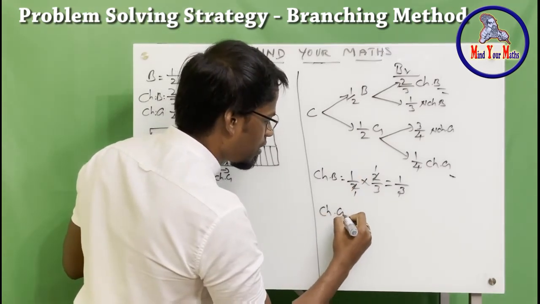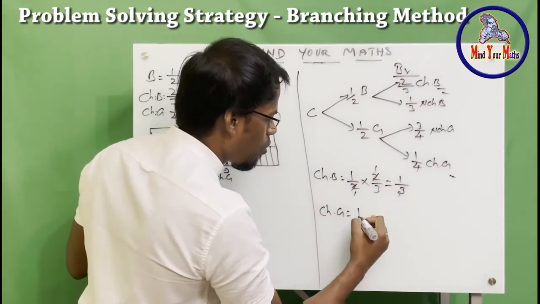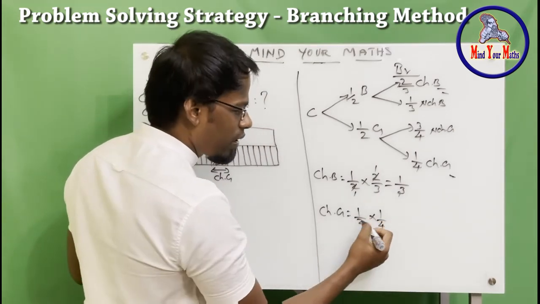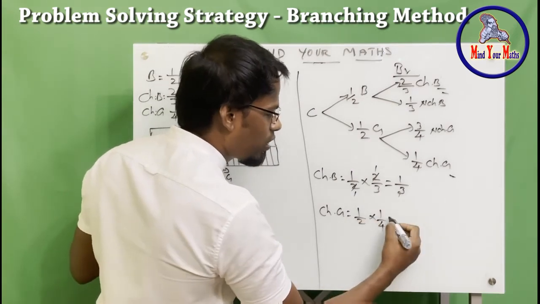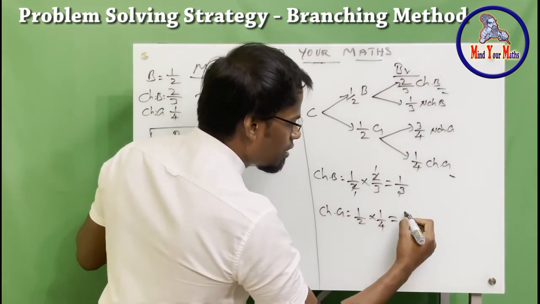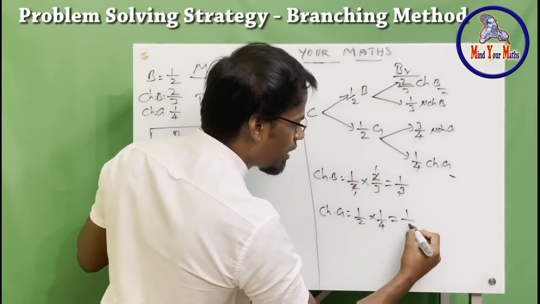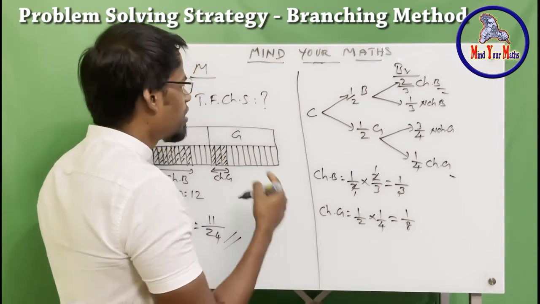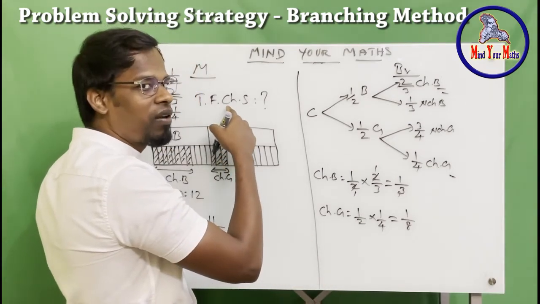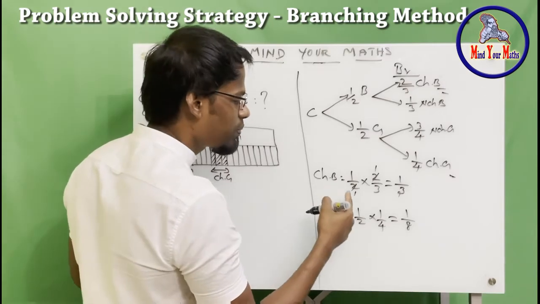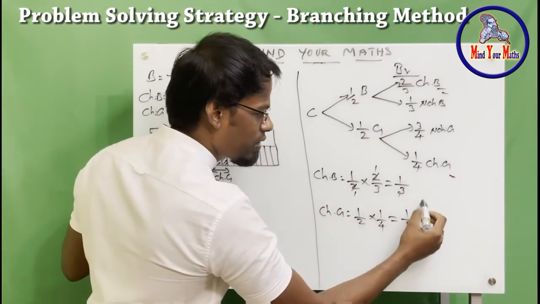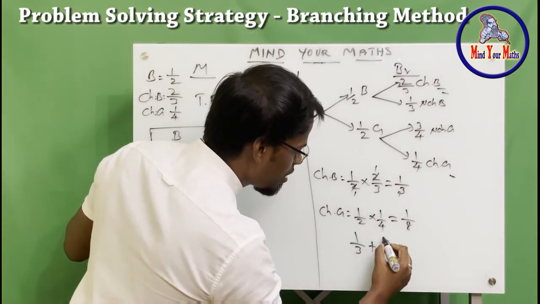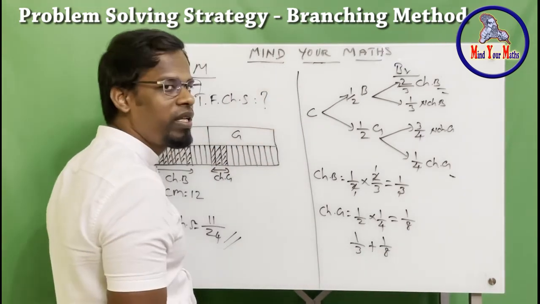So Chinese girls fraction is equal to 1 over 2 times 1 over 4, right? Here nothing can be cancelled, so we just multiply all the numerators and all the denominators together. So 1 times 1 is 1, 2 times 4 is 8. Now as per our question, what do we need to do? Total fraction of Chinese students, which means the boys plus the girls. So we just need to add both of them together. What it means is that 1 over 3 plus 1 over 8. That's what we need to find.